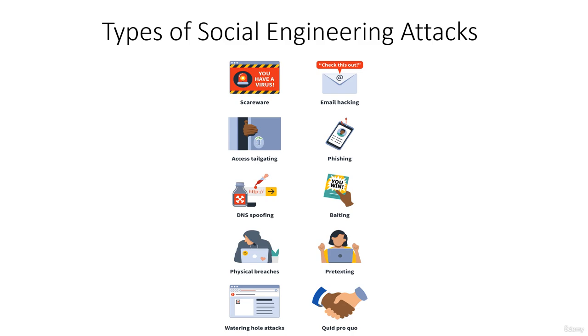DNS spoofing, also known as cache poisoning. DNS spoofing is when a browser is manipulated so that online users are redirected to malicious websites bent on stealing sensitive information. In other words, DNS spoofing is when your cache is poisoned with malicious redirects. So let me give you an example.